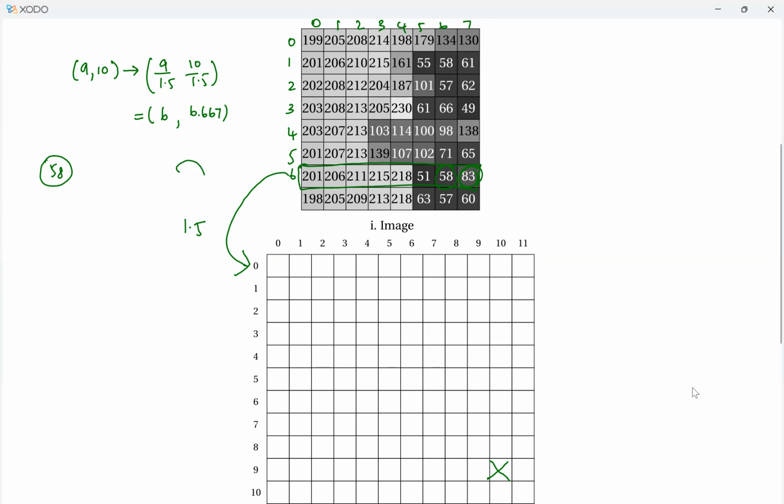58 and 83. So in between we are supposed to find, now if this is 6 and this is 7, we want to find 6.667. So you can see this is 2/3 and this is 1/3. 0.667 is equal to 2/3. So therefore the value here would be 58 times 1/3 plus 83 times 2/3, which is 74.66, and the answer is 75.